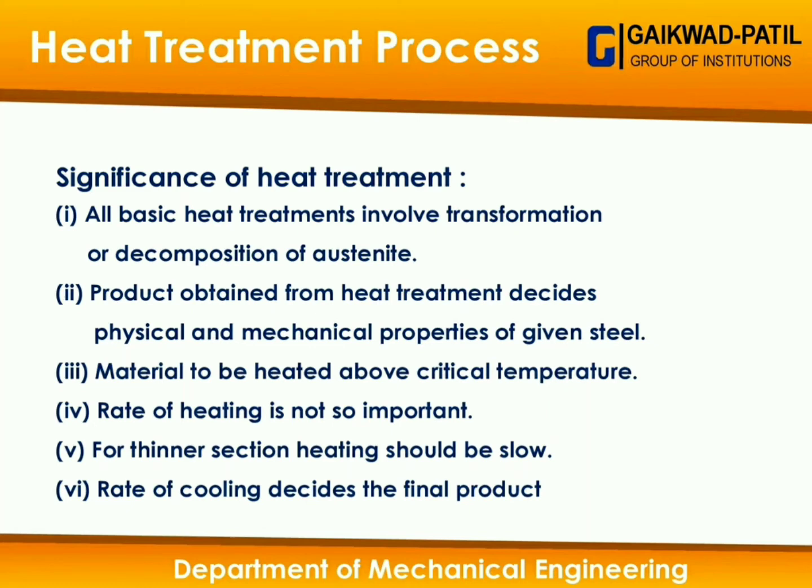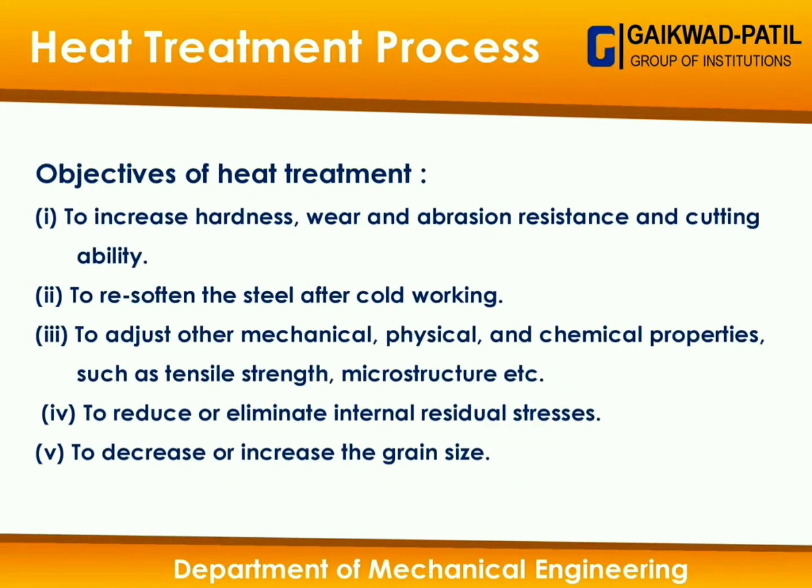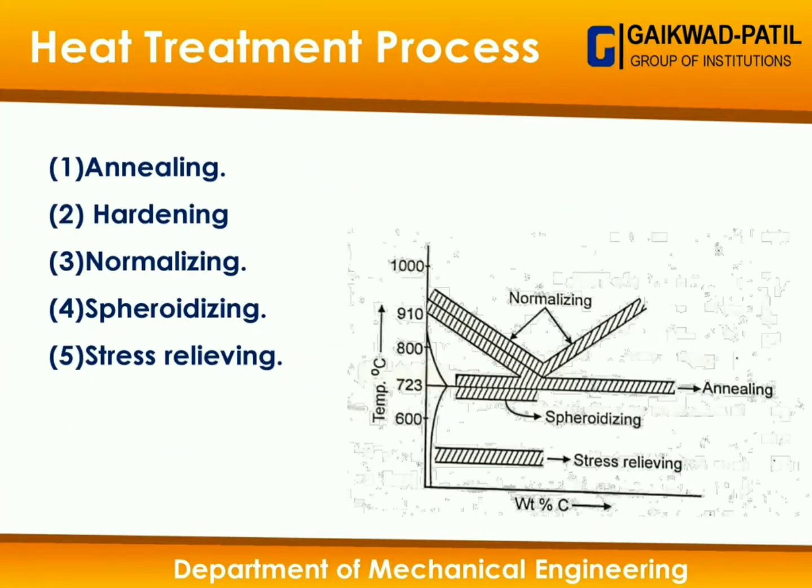Now what are the objectives of it? The objectives are to increase the hardness, wear and abrasion resistance and cutting ability, to re-soften the steel after cold working, to adjust other mechanical, physical, chemical properties such as tensile strength, microstructure, etc., to reduce or eliminate internal residual stresses, and to decrease or increase the grain size. That's it. Now the other heat treatment cycles, which occur in the eutectoid system, like annealing, hardening, normalizing, spheroidizing, stress relieving, we will see in the next lecture.